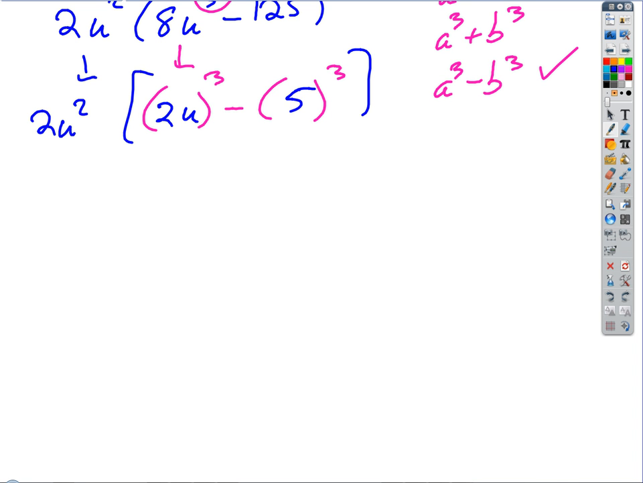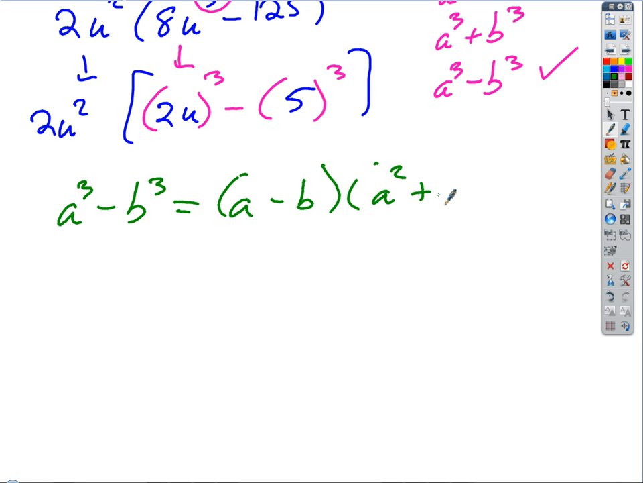So let's follow our pattern here then. Before we move on, let's write the pattern down so we can just plug and chug. So this is the pattern: A cubed minus B cubed equals A minus B, times A squared plus AB plus B squared. The first ones are linear, and then the exponent's actually A squared, opposite sign, and the last one's always plus. Okay, so there's our pattern.